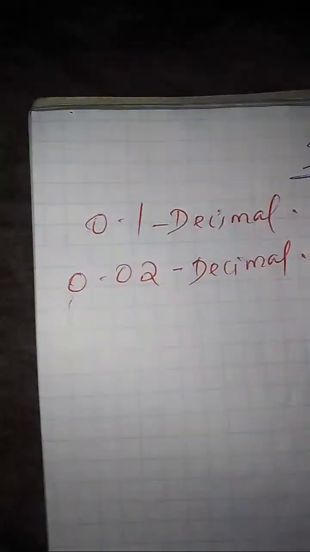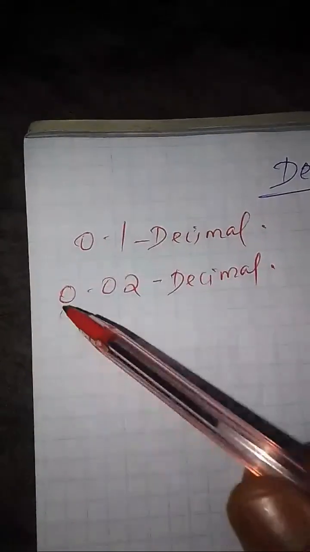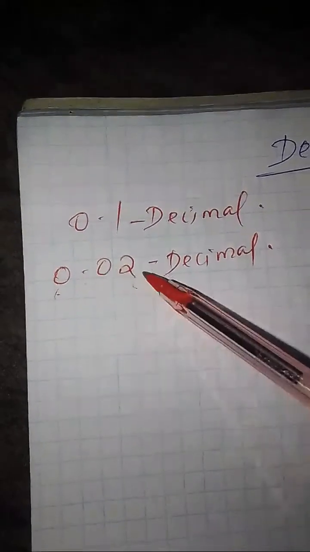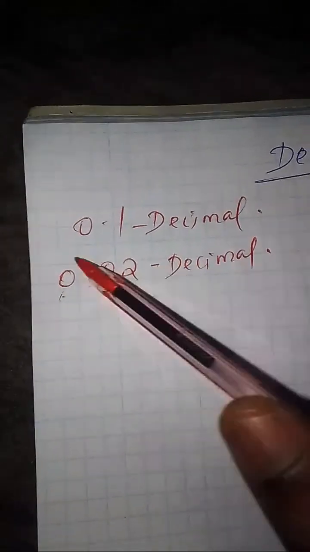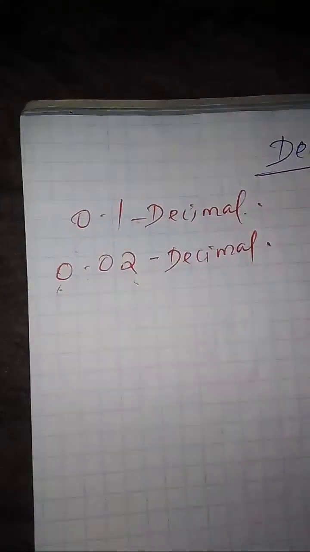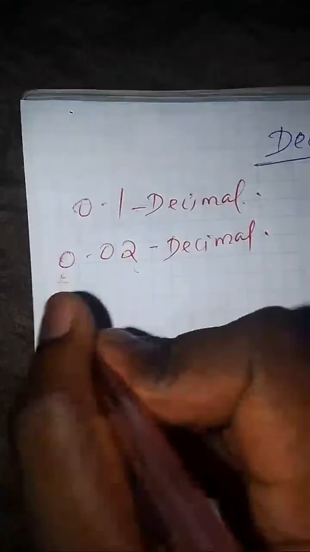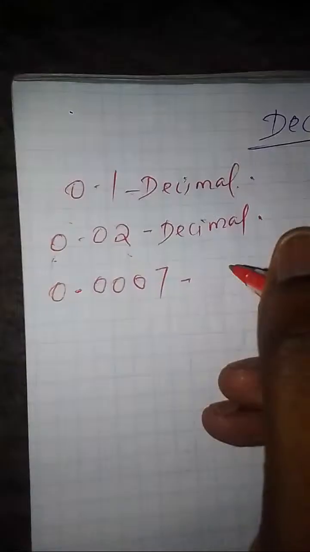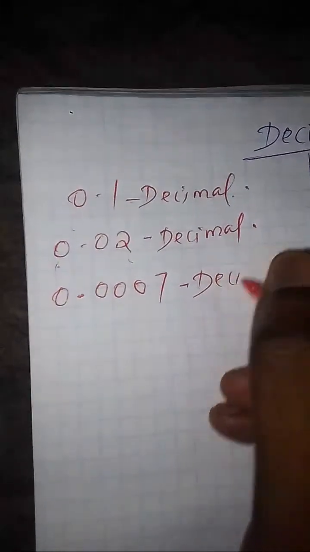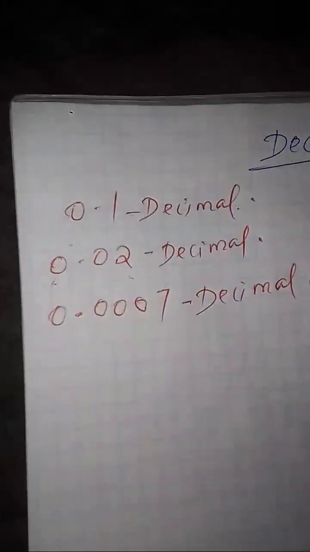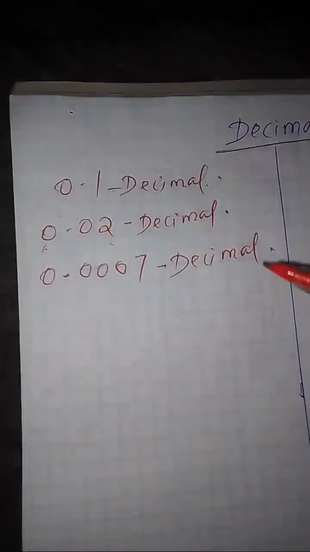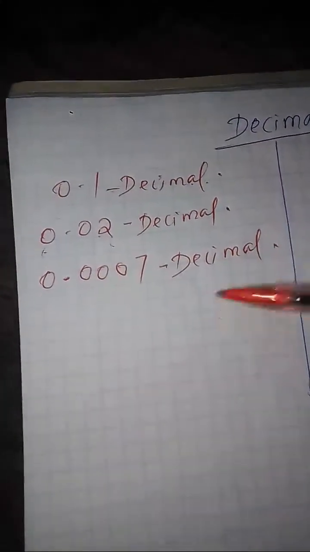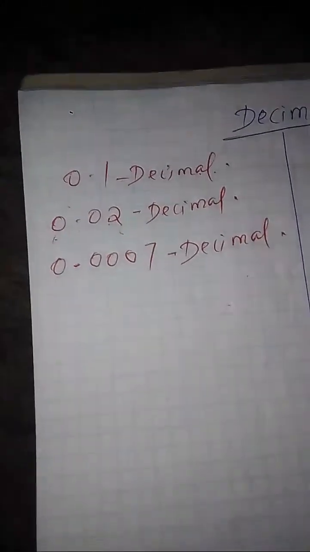So what is a decimal number? A decimal number is a number that has zeros before it. Like we have 0.02 is a decimal. We have 0.1 is a decimal. So we can have maybe another one like 0.0007. So this number is also called a decimal. So all these ones are decimal numbers. Okay, 0.1 is a decimal, 0.02 is a decimal, 0.007 is a decimal. All of them are decimal numbers.